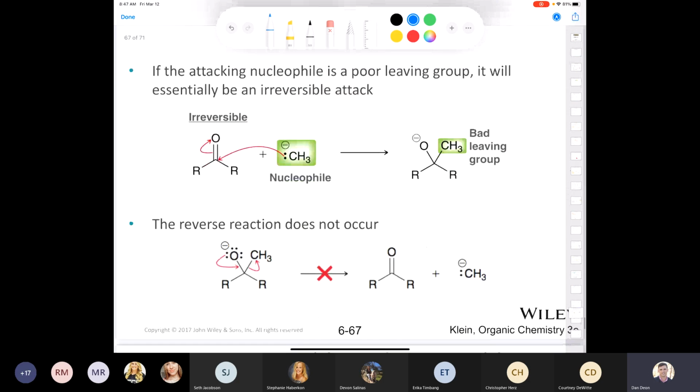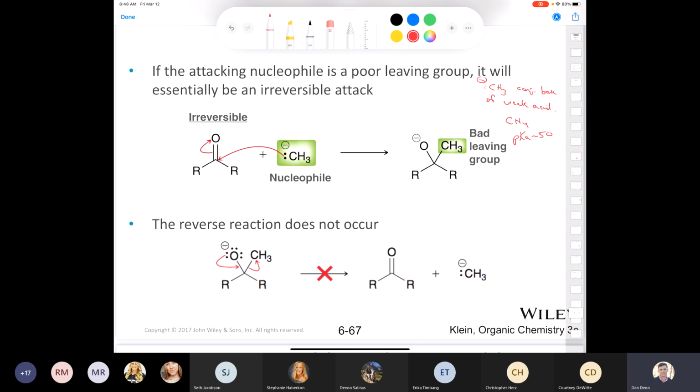So that's nucleophilic attack. It says here that if the nucleophile is a poor leaving group, it's going to be irreversible. Now, why would this methide, this CH3 minus, this methyl carbanion, be a bad leaving group? Because CH3 with a minus charge, which I just called a methide, or you can call it a methyl carbanion, either way means the same thing, is the conjugate base of a weak acid. It's the conjugate base of a super weak acid. Methane is the conjugate acid of CH3 minus. Methane has a pKa of around 50. So that's about as weak an acid as you're going to get.